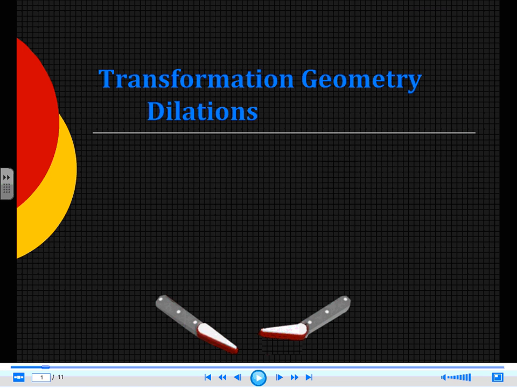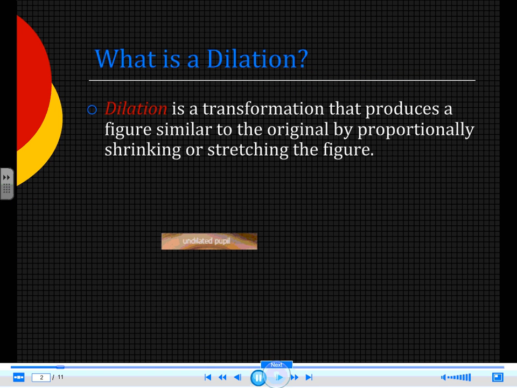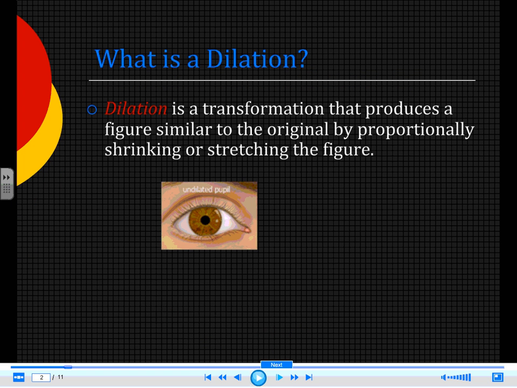All right, so transformations or dilations. Now this is a specific type of transformation that produces a figure similar to the original by proportionally shrinking or stretching the figure. Now, really important that you guys keep in mind this word right here, similar. Okay?